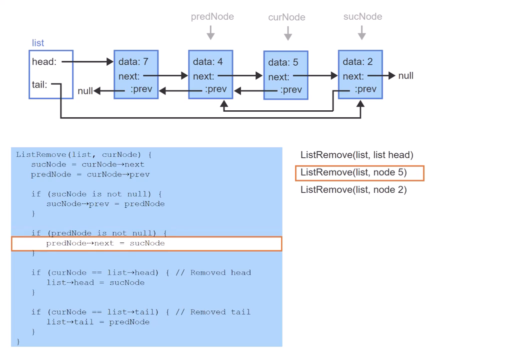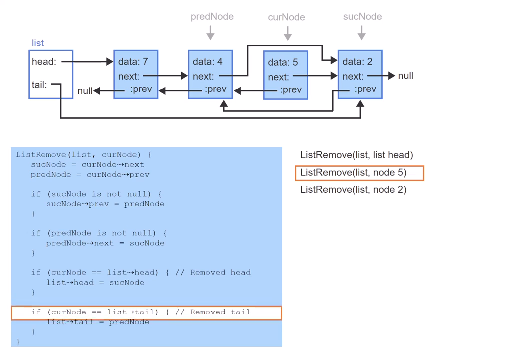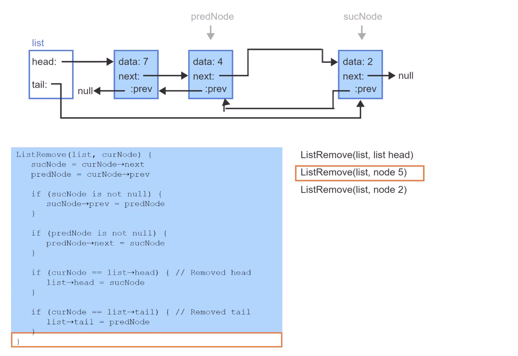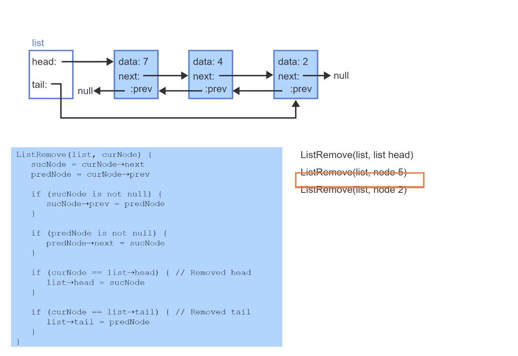We're assigning the previous pointer to the predecessor, and the next pointer of the predecessor we're assigning to the successor. And then we're removing. Now we need to remove the 2. What happens if it's at the tail?